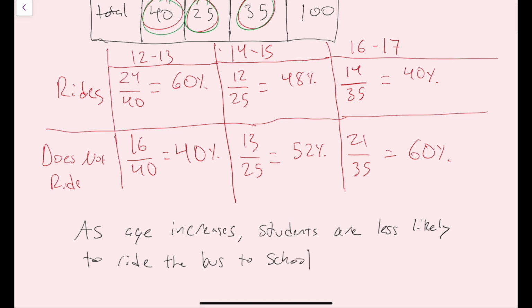So we have calculated the percentages of the marginal frequencies given the age groups, and then we analyzed the data, and we saw that as age increases, students are less likely to ride the bus to school. And now we're done with this one.